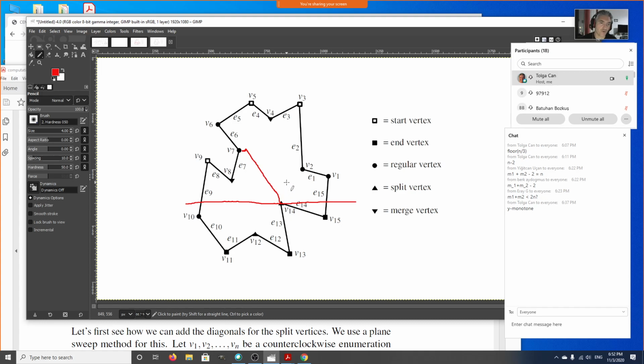So this is how we're going to make the polygon monotone, by drawing diagonals. For split vertices, we are going to draw diagonals to a vertex that is above them. And for merge vertices, we are going to draw a diagonal to some vertices that are below them. Okay, so, and we will do it by a plane sweep algorithm.